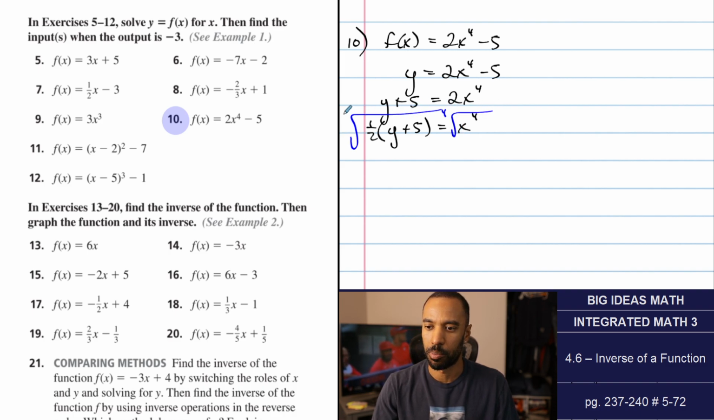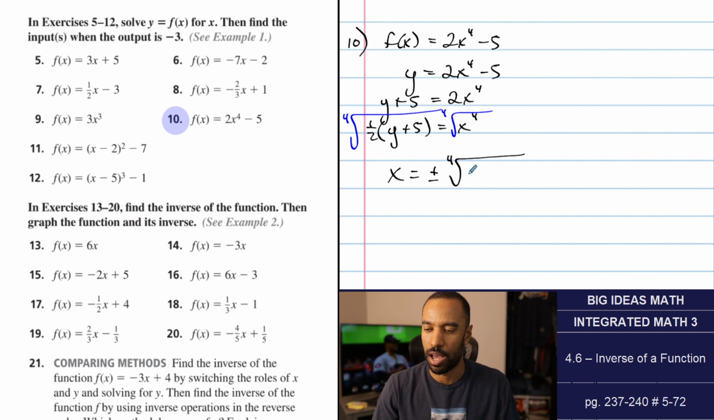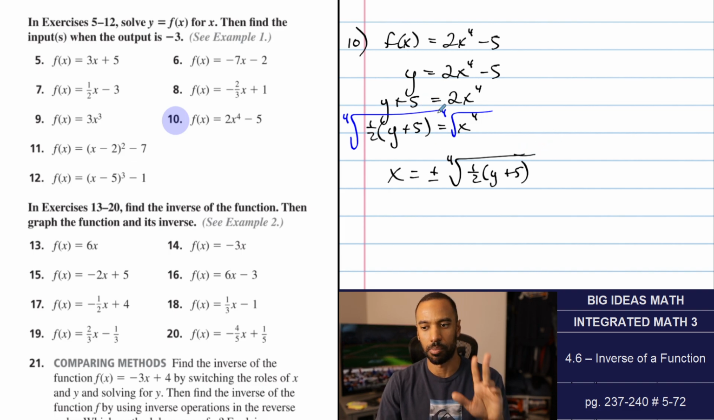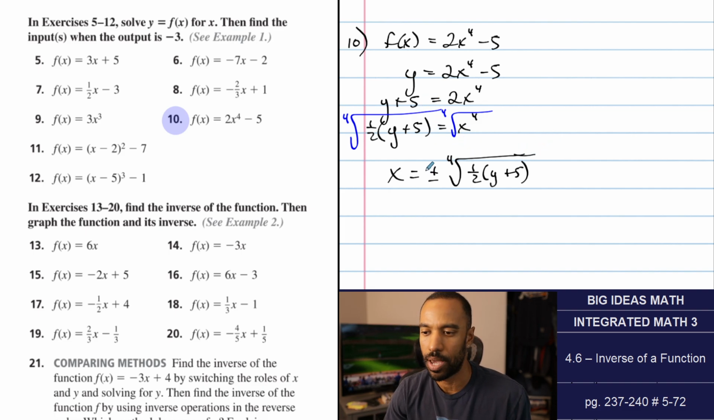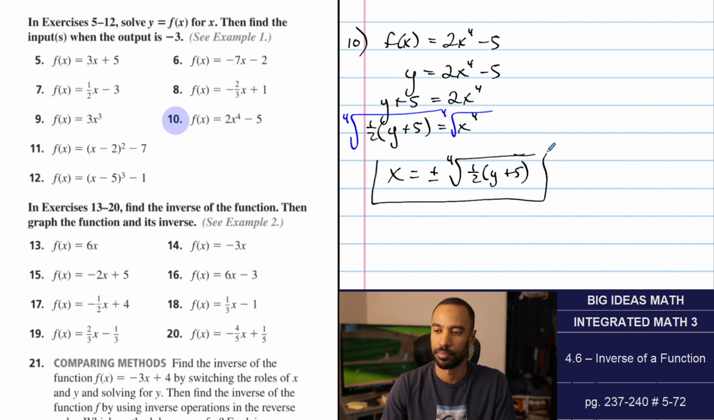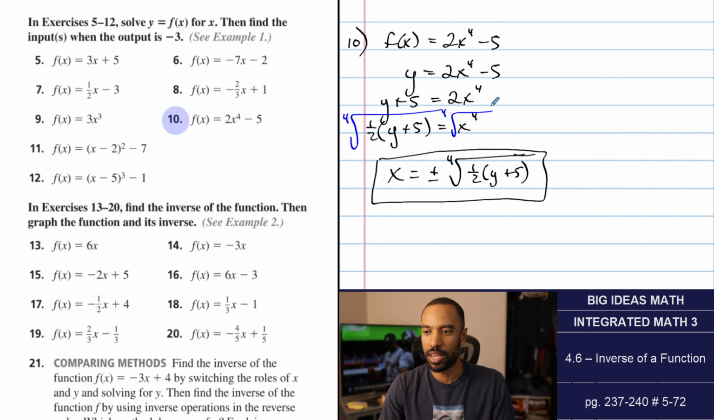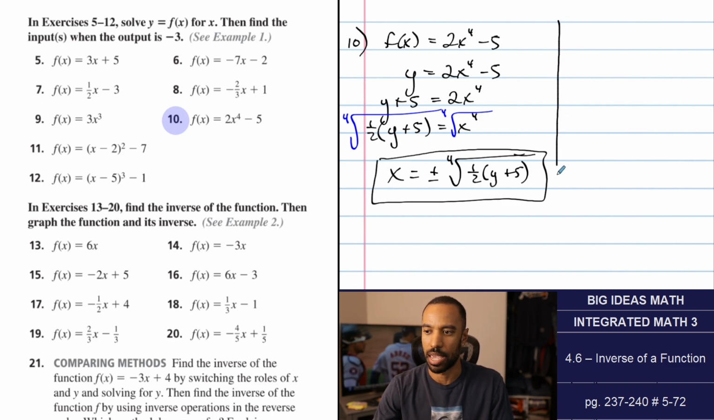Now keep in mind this will be a plus or minus here. This isn't based on, we're not trying to make it a function. There's no domain restriction we have here, so this one should be fine. Plus or minus 4th root of 1/2 times y plus 5. I'm writing it in that form right there because that's the most graphable form I probably do with you guys on that front.